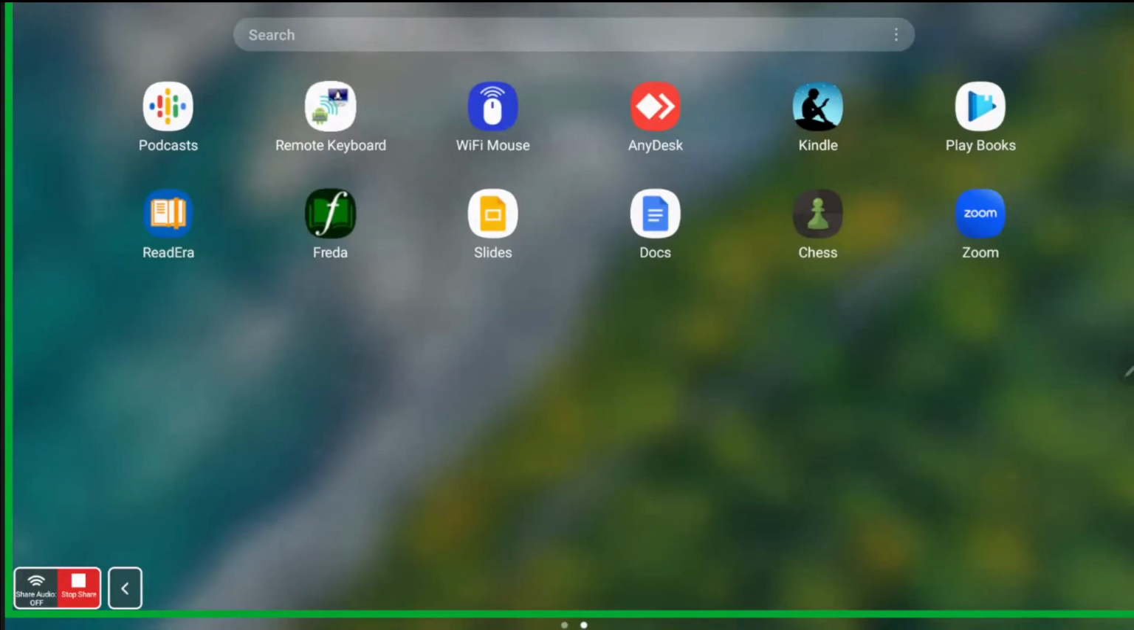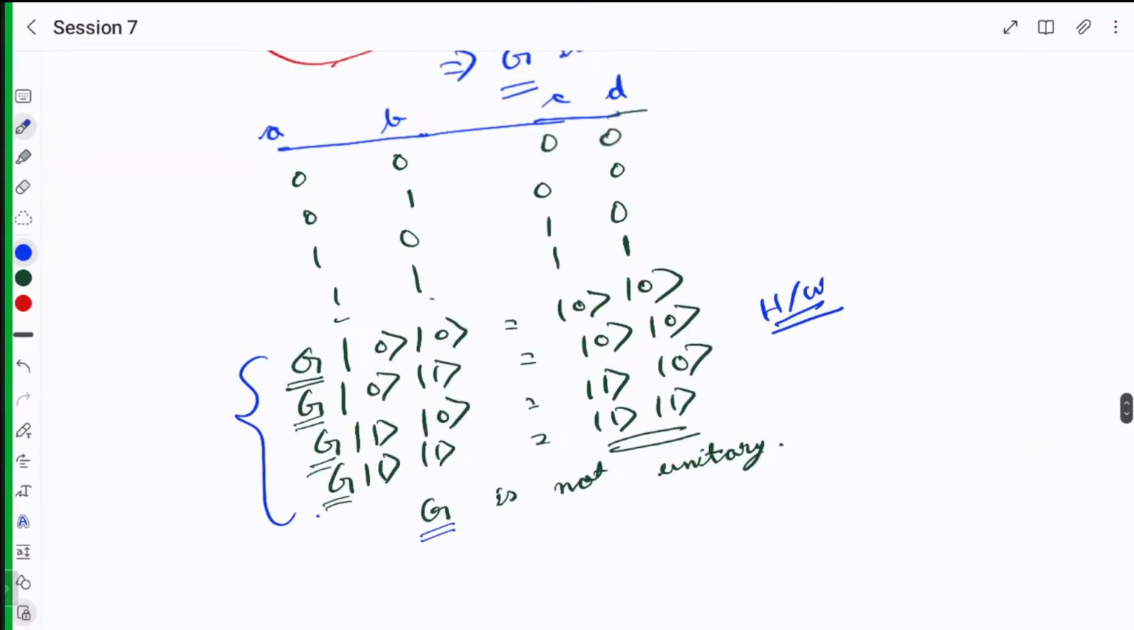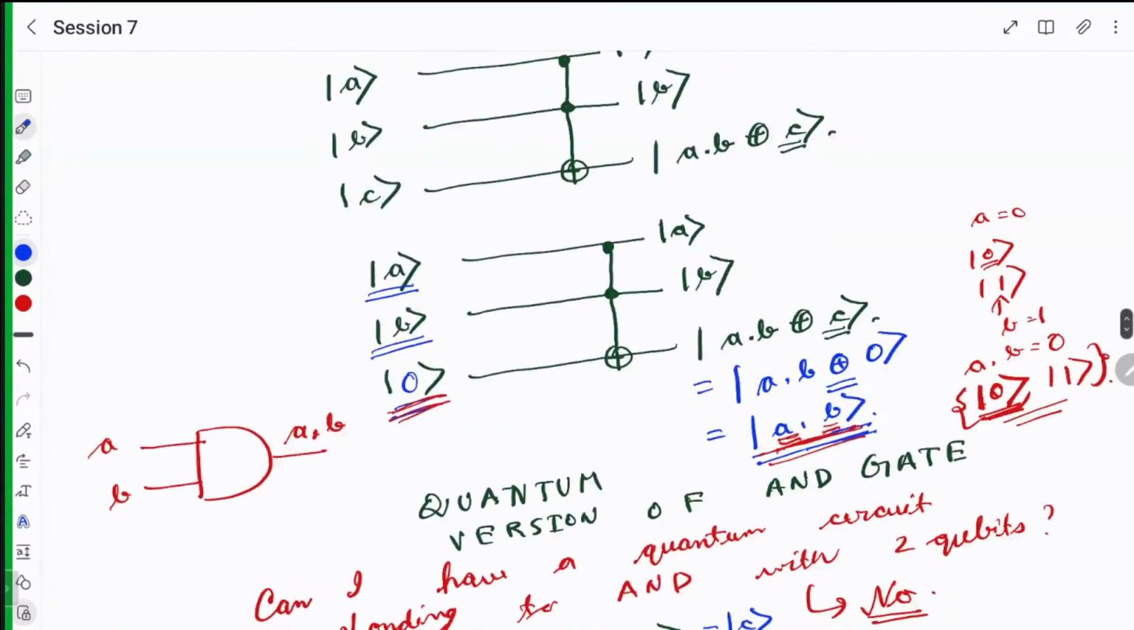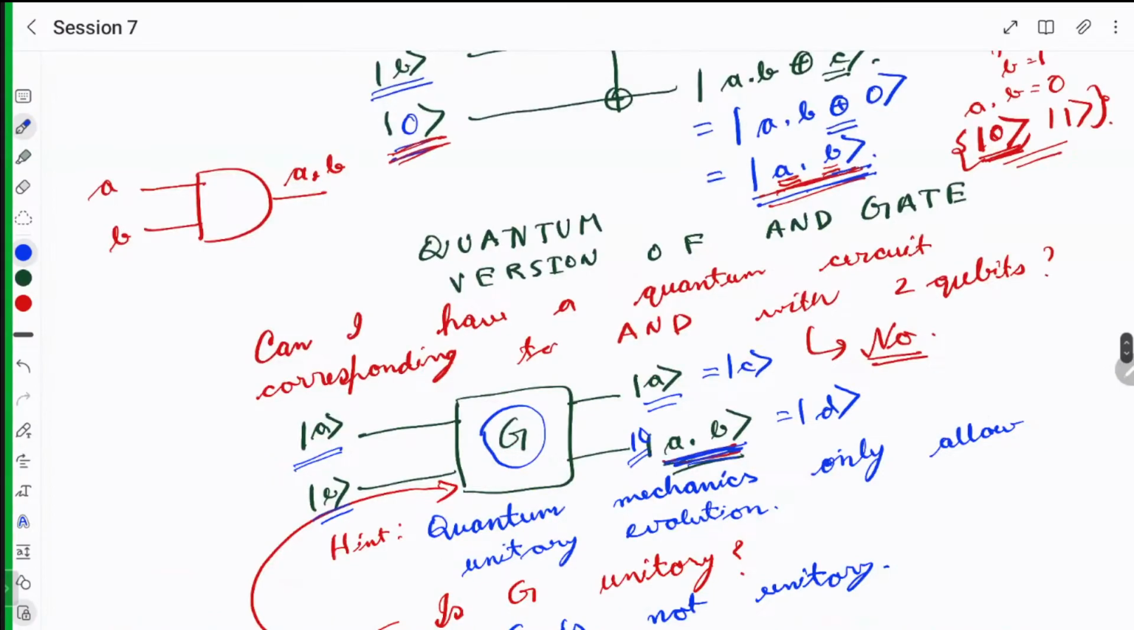Yeah, so since it cannot be done with 2 qubits, we have to introduce an additional qubit and do this kind of an operation to get AND. And remember, we already have the quantum equivalent of the NOT gate. So sigma x was the quantum equivalent of NOT gate. If you pass 0 here, you will get 1. And if you pass 1 here, you will get 0. So this was the quantum version of the NOT gate.